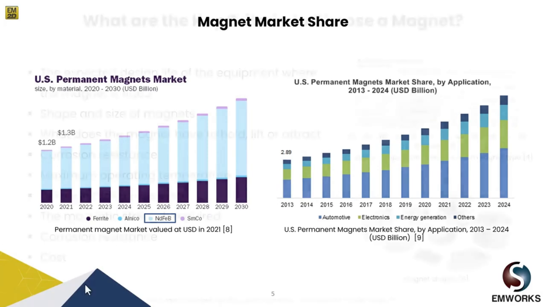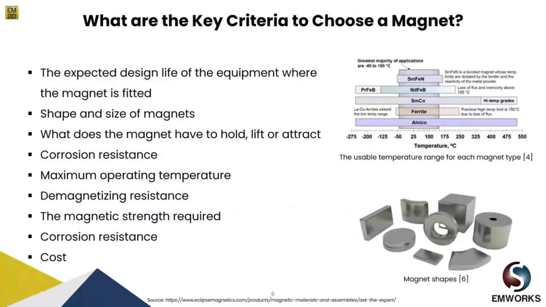Next, when choosing a magnet material, it is important to consider the following key questions. First, the expected design life of the equipment where the magnet is fitted. As permanent magnets, neodymium magnets perform at their peak for 100 years if maintained at optimum conditions.